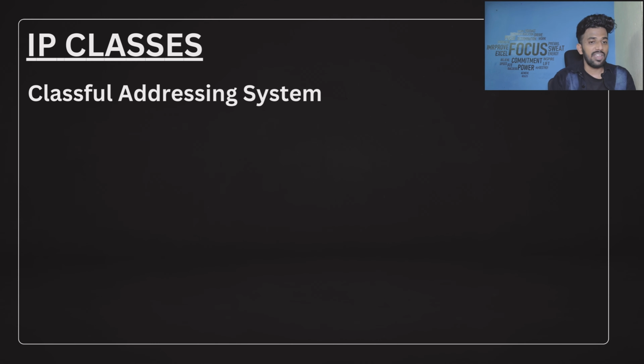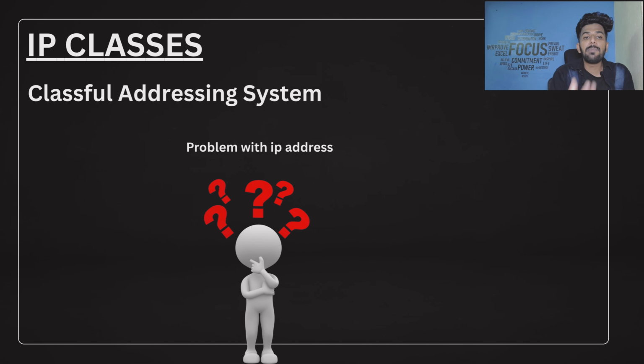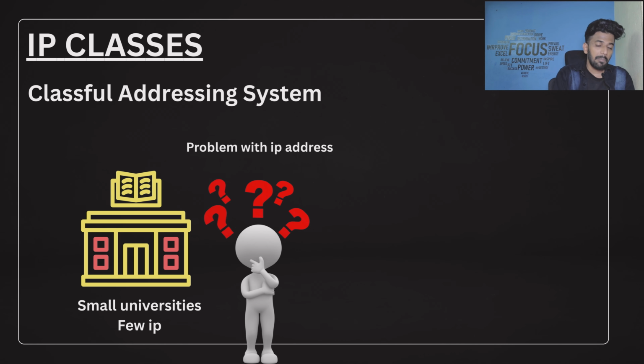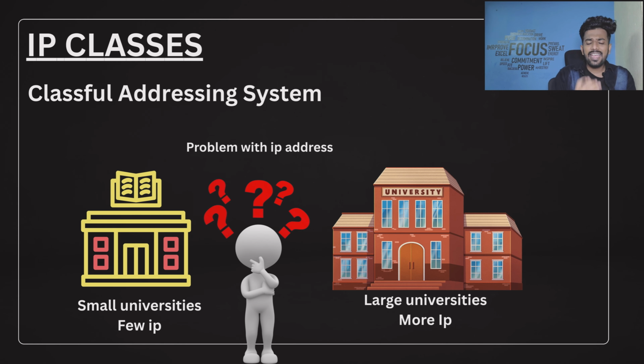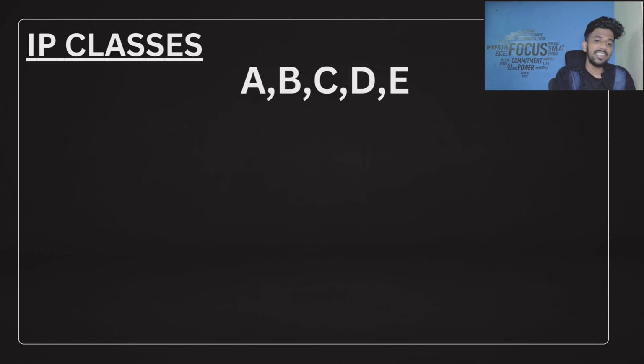The idea was very simple. Not every organization needs the same number of IP addresses. A small company might need only a few addresses. Large universities or government organizations might need thousands or even millions of IP addresses. So to solve this problem, the IP addresses were divided into 5 classes. They are A, B, C, D, E, which efficiently allocate addresses based on the size of the network. Let's discuss each class with the range of each class.